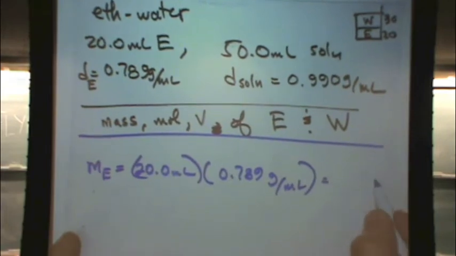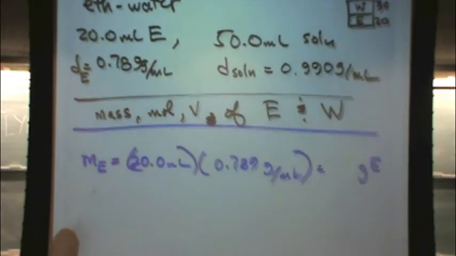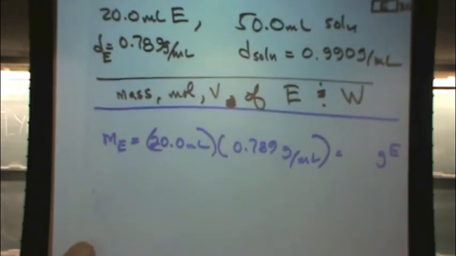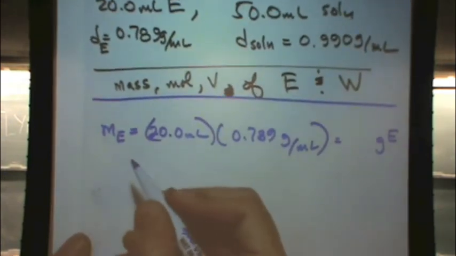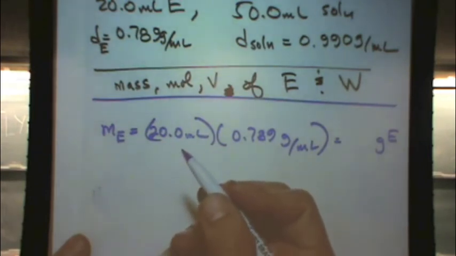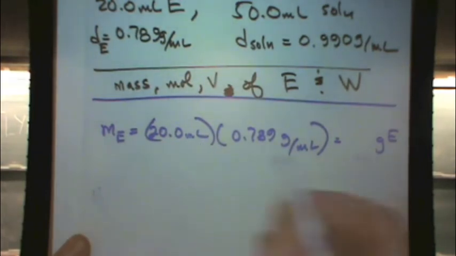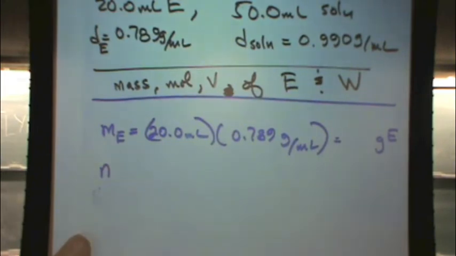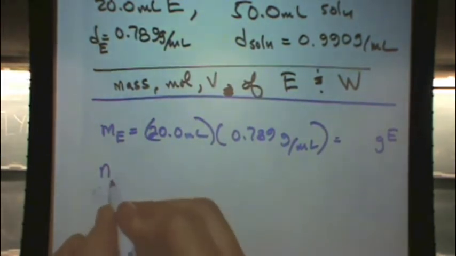This will get me the grams of ethanol. Is that okay? All right, let's see, what else could I do? The density, oh, that's the grams. I could find the moles. I'll use N, like in chapter 6 of 2A, N for moles.